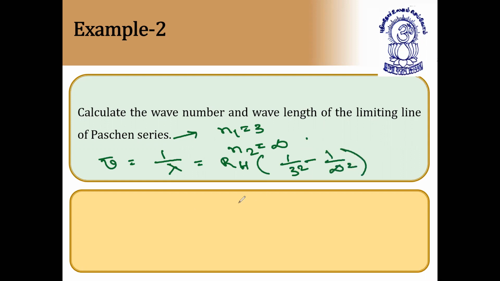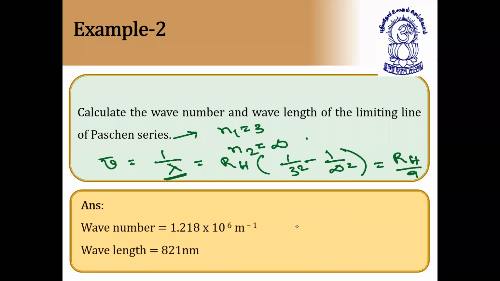1 by infinity is 0, so RH by 9. So nu bar is equal to 1 by lambda, which is equal to RH by 9. If you substitute the value of RH, that is Rydberg's constant value, straight away you will get the answer. And after finding wave number, you can find wavelength also, that is, the reciprocal of wave number is called wavelength. So I hope this is clear for you. So nu bar is equal to 1 by lambda, and lambda is equal to 1 by nu bar.